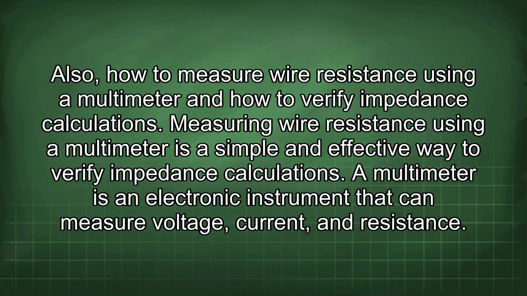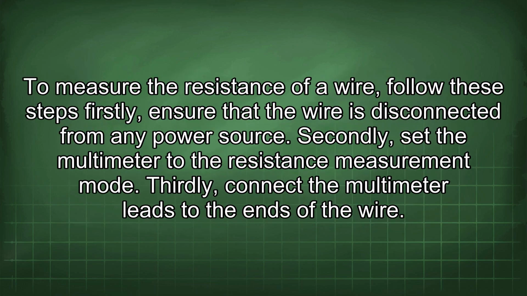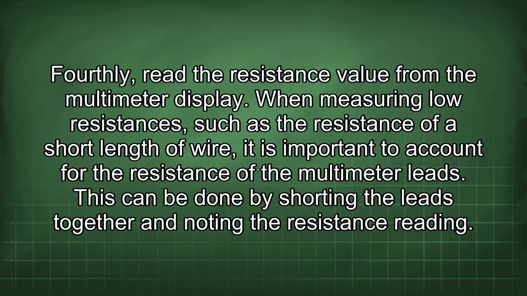Measuring wire resistance using a multimeter is a simple and effective way to verify impedance calculations. A multimeter is an electronic instrument that can measure voltage, current, and resistance. To measure the resistance of a wire, follow these steps. Firstly, ensure that the wire is disconnected from any power source. Secondly, set the multimeter to the resistance measurement mode. Thirdly, connect the multimeter leads to the ends of the wire. Fourthly, read the resistance value from the multimeter display.